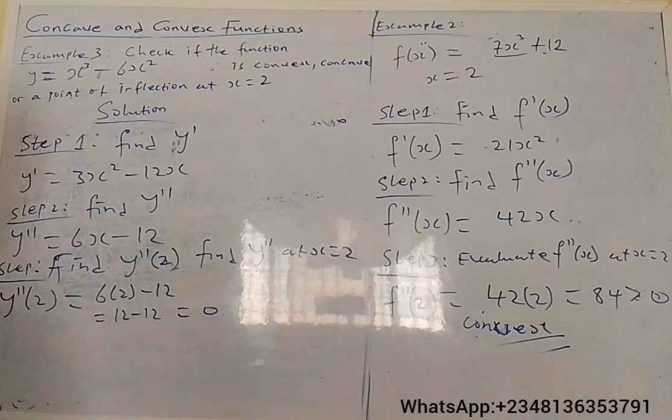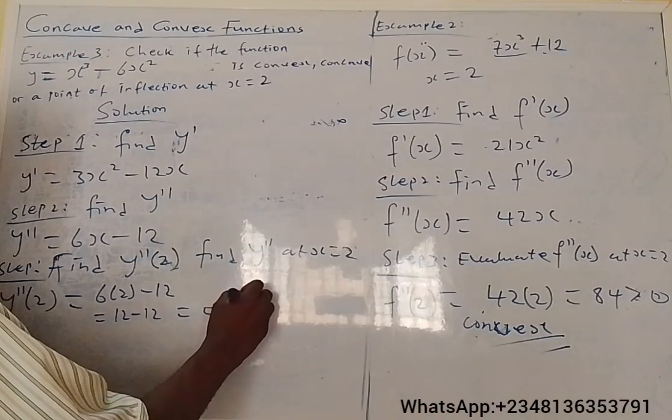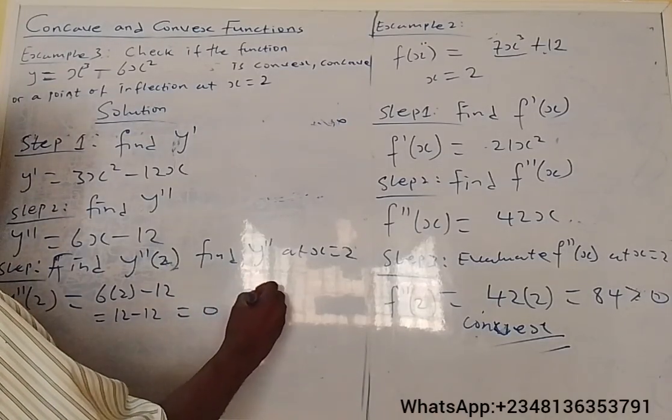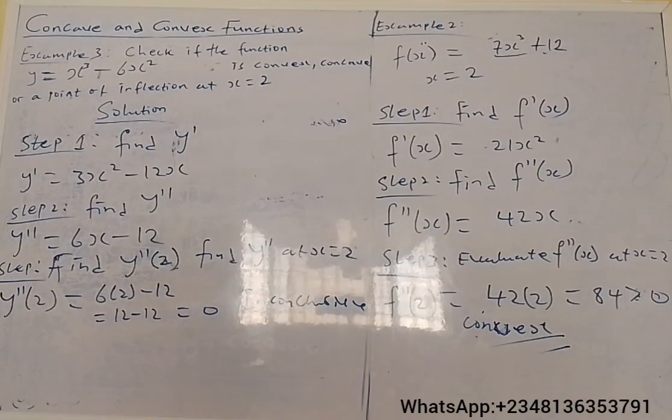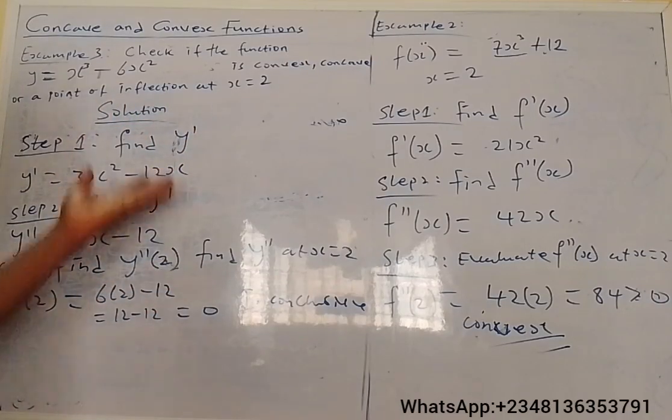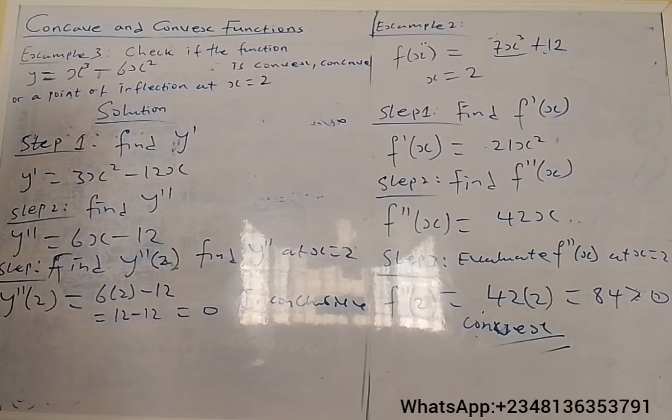So in this case, the test is inconclusive. We need to carry out further investigation to determine whether it is convex, concave, or a point of inflection. But one thing is that there is possibility of point of inflection here, because it's equal to 0. If it is negative, we would have said it is concave. If it is positive, we would have said it is convex, but it is inconclusive, so there is possibility of point of inflection. That does not mean that it's going to be a point of inflection, but there is a possibility. That is what it implies.